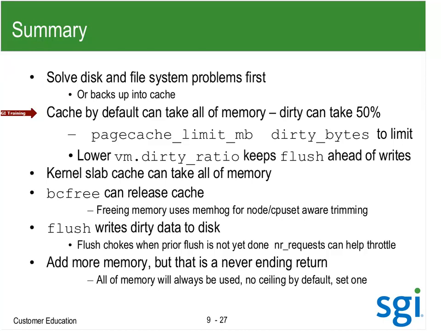Again, cache by default can take all the memory. Dirty can only take 50%. Now, when I say dirty, that includes the write back and the NFS unstable. And we now have a page cache limit MB to avoid the cache getting too big. I don't want to have to do a trim on it.